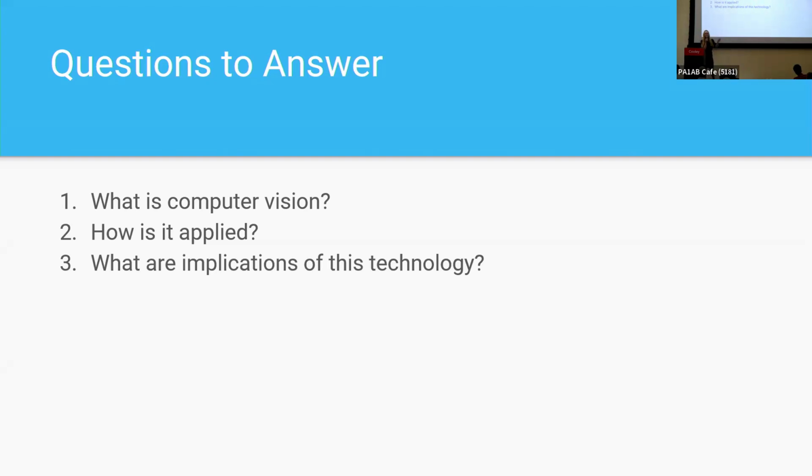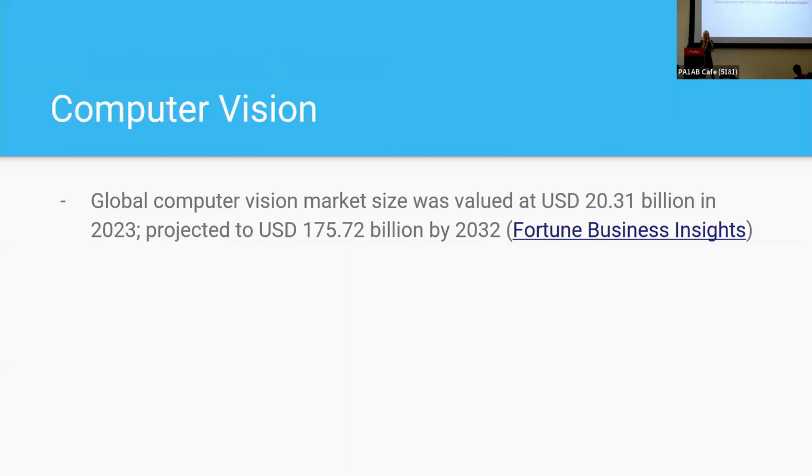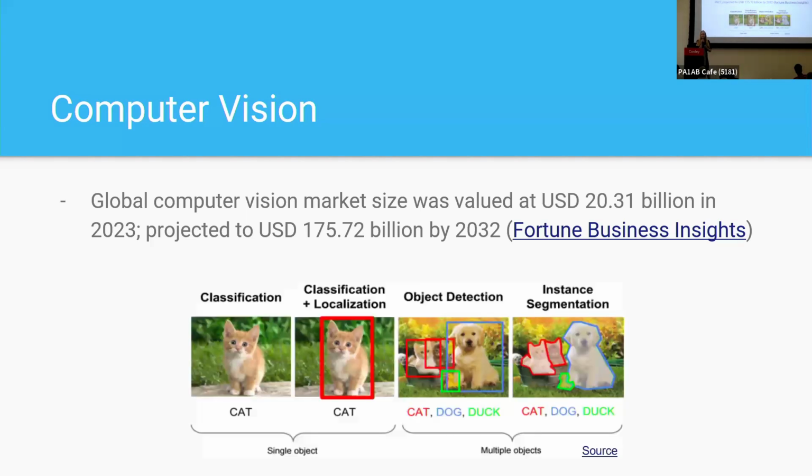Okay, so here are the questions I'd like to address today. To start with, what is computer vision? Computer vision has a huge market value, evaluated at $20 billion in 2023 and $175 billion in 2032. So it's a ton of wealth there. And what does it look like?